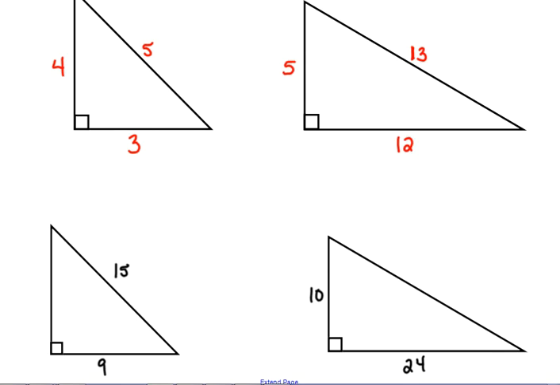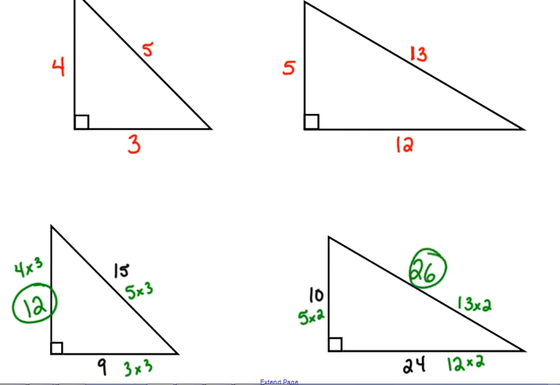Okay, so I've got an example here at the bottom. I have a leg of 9. I have a hypotenuse of 15. 3 times 3 is 9. 5 times 3 is 15. So that means this side is going to be 4 times 3. This missing side is 12. Again, you can use the Pythagorean theorem, but this is just going to save you a lot of time if you recognize the special right triangle. Okay, let's look at a 5, 12, 13. 10 is 5 times 2. 24 is 12 times 2, so the hypotenuse is going to be 13 times 2. The hypotenuse here is going to be 26.